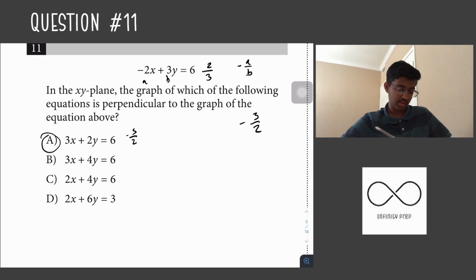The slope of the answer choice B is negative 3 over 4. C is negative 2 over 4, which equals negative 1 over 2. The slope of the equation at answer choice D is negative 2 over 6, which equals negative 1 over 3. And we confirm that the answer choice A is correct.